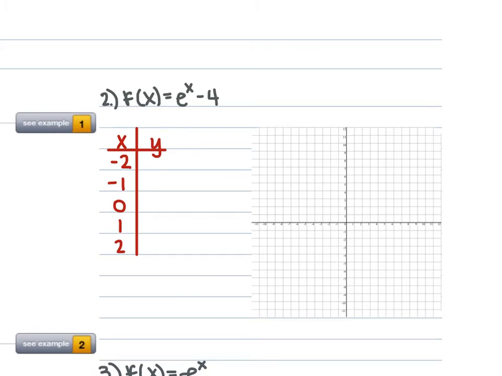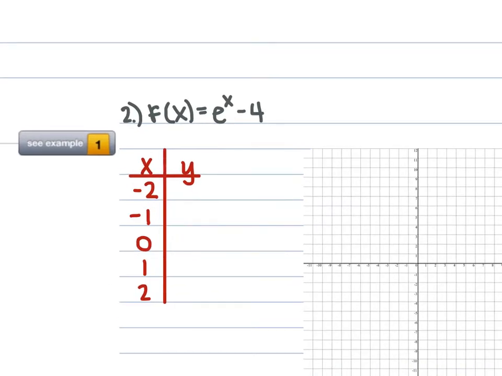We're going to type in that e button to the power of x. You're going to plug in that -2. Then you can hit enter, and then from there hit subtract 4. If you do this, you should be getting -3.8. So that's the point, or the ordered pair, -2, -3.8, which is roughly here.